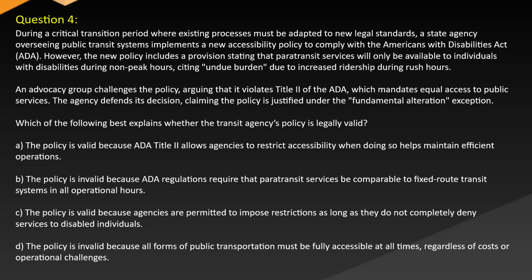A. The policy is valid because Title II allows agencies to restrict accessibility when doing so helps maintain efficient operations. B. The policy is invalid because ADA regulations require that paratransit services be comparable to fixed-route transit systems in all operational hours. C. The policy is valid because agencies are permitted to impose restrictions as long as they do not completely deny services to disabled individuals. D. The policy is invalid because all forms of public transportation must be fully accessible at all times, regardless of costs or operational challenges.